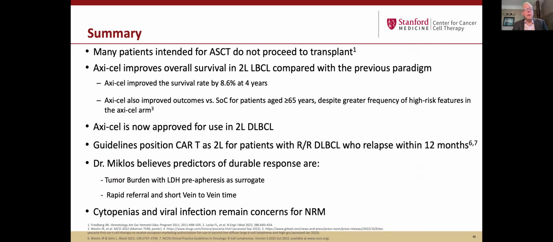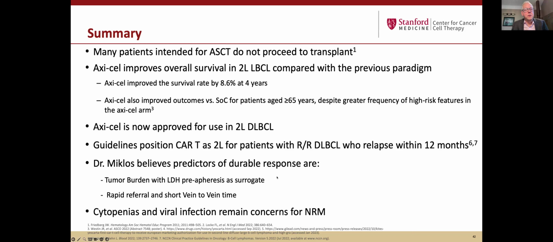In summary, again, patients who are intended to get transplant have frequently not received the benefit of high-dose chemotherapy because their tumors are not chemoresponsive. Second-line CAR-19 therapy with liso-cel and axi-cel is effective, and axi-cel offers an overall survival benefit. And the guidance of where to place these is to get patients into second-line CAR T cells. In those patients, it's important to be referred early, to have good collaboration between the referring doctors and the CAR T treatment centers.